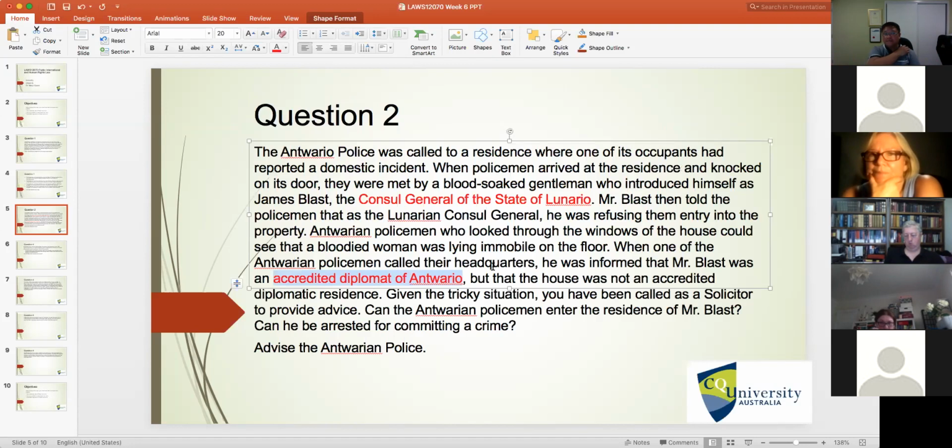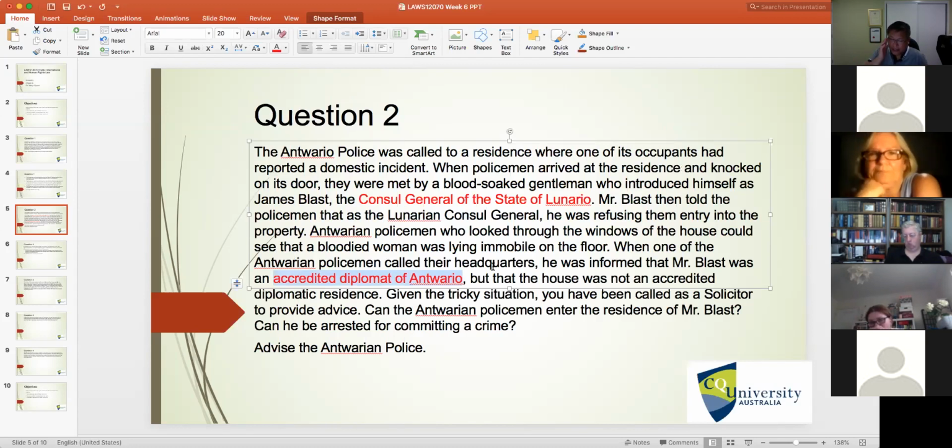The question is, is he immune from the criminal jurisdiction of the receiving state, in this case, Ontario? So assuming that the Consul General, meaning Mr. Blast, is not a diplomat, although he is an accredited Consul General of the State of Leonario, changing the facts a bit, is he immune from the criminal jurisdiction of Ontario? No, he's not. Okay. Very good.